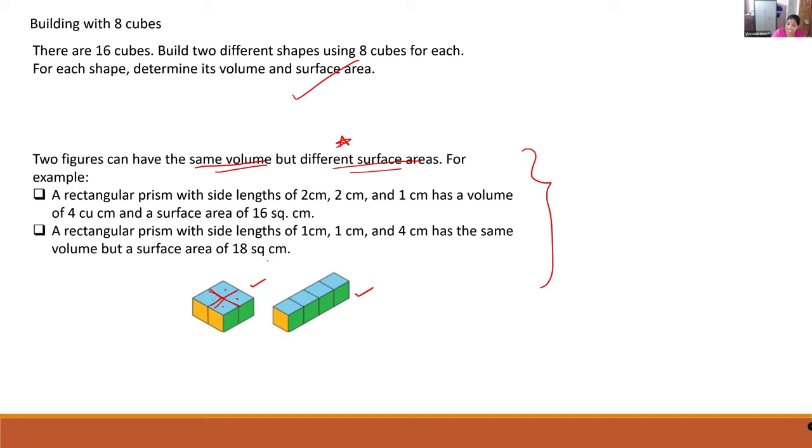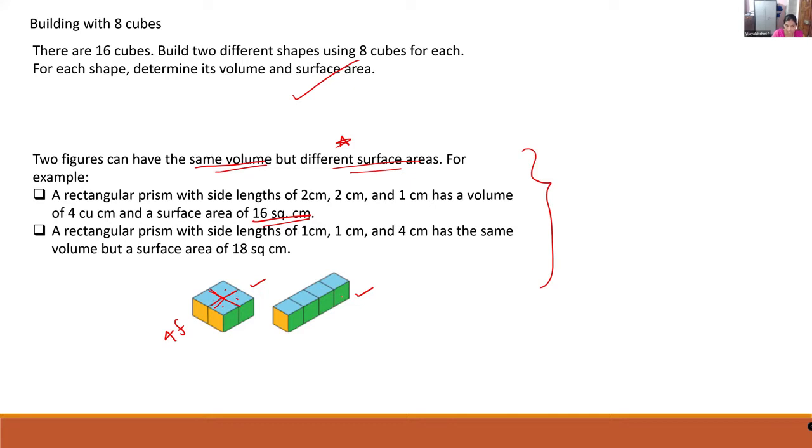So from that, they are able to understand the surface area. In each cube, they are able to see the 4 faces. That means 4 faces and 4 cubes are there. So 4 into 4, 16 square centimeter is the surface area.